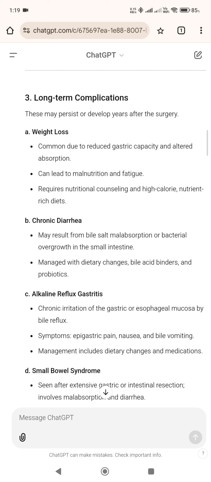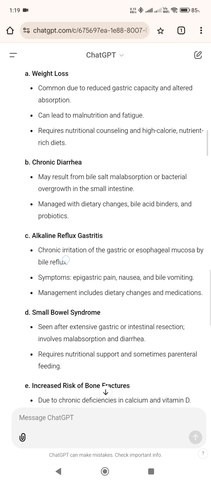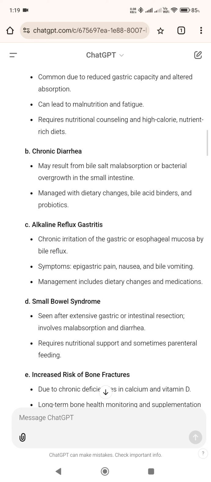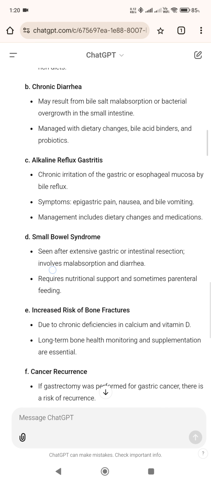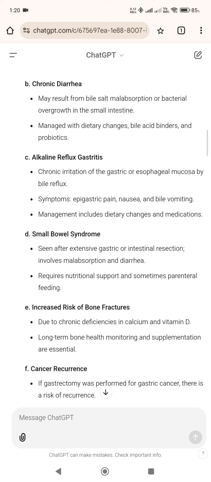A. Weight loss, common due to reduced gastric capacity and altered absorption. Can lead to malnutrition and fatigue. Requires nutritional counseling and high-calorie, nutrient-rich diets. B. Chronic diarrhea. May result from bile salt malabsorption or bacterial overgrowth in the small intestine. Managed with dietary changes, bile acid binders, and probiotics.